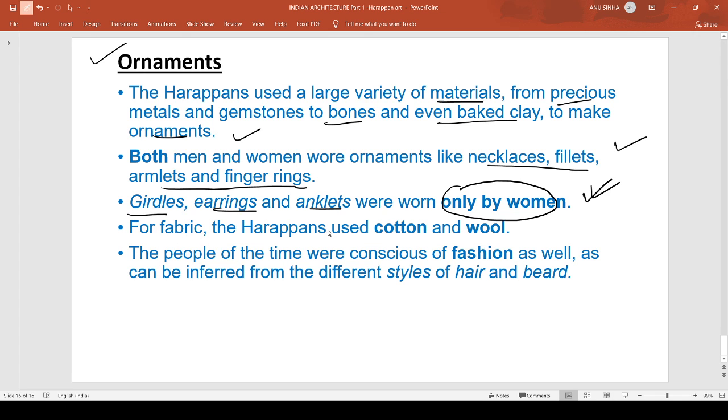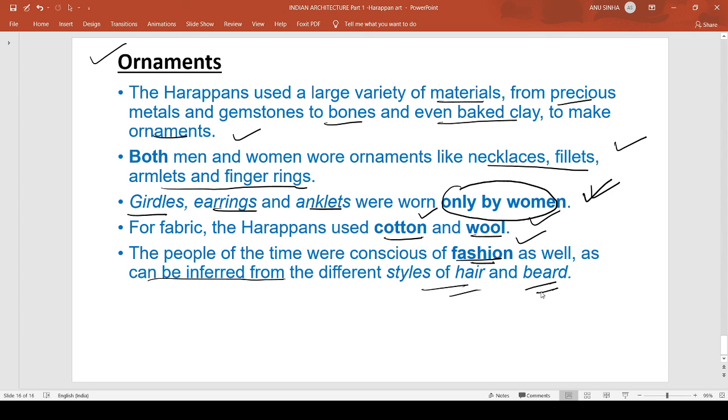Now for fabric, the Harappans used cotton and wool. So we have seen people of the Harappan civilization wearing clothes of cotton and wool. The last thing is that the people of this time were fashion conscious. How do we come to understand that? It can be inferred from the different styles of hair and braid. People of this civilization used to keep different kinds of hairstyles and beards.